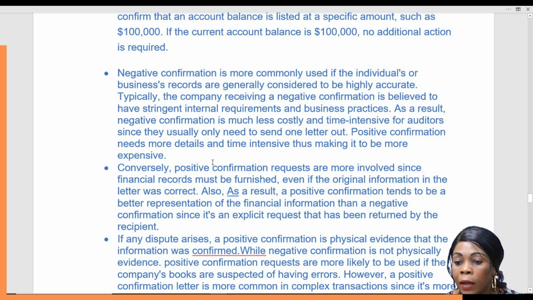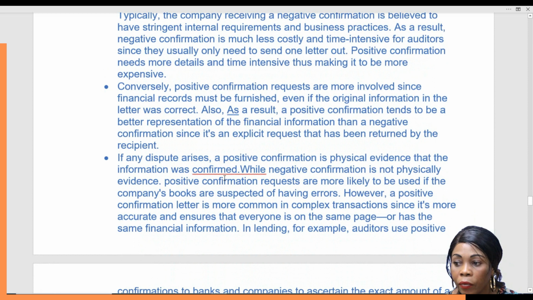Another point is positive confirmation requests are more involved since financial records must be furnished, even if the original information in the letter was correct. As a result, a positive confirmation tends to be a better representation of financial information than a negative confirmation, since it is an explicit request that has been returned by the recipient.